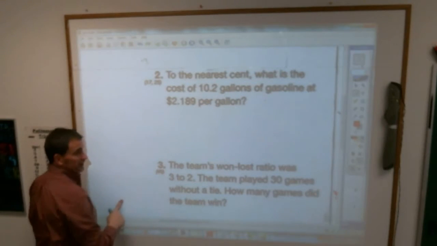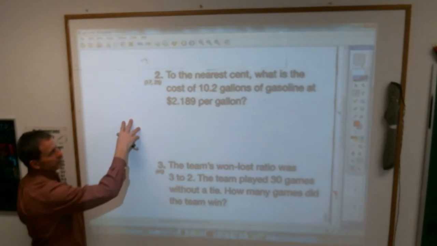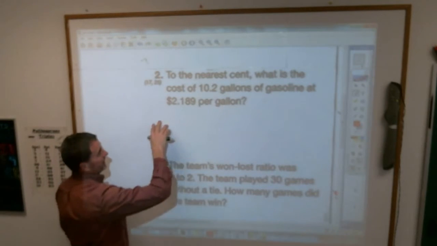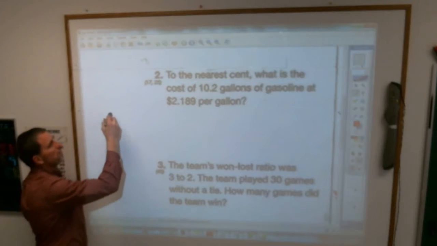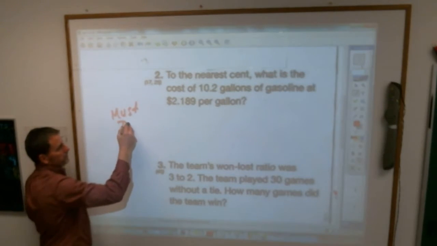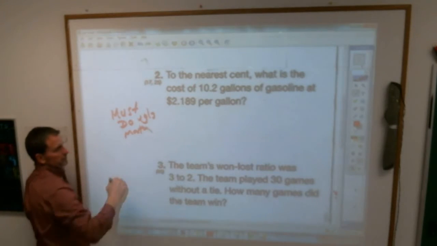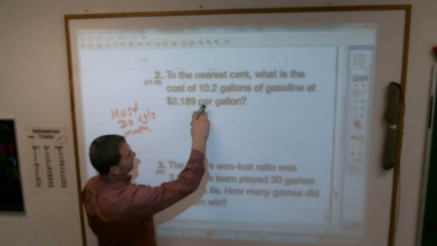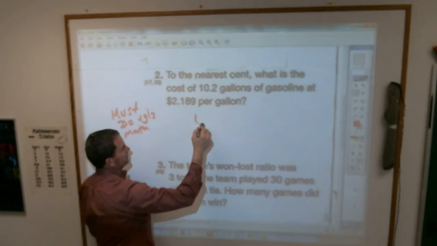And this is the note to write to yourself for this. You cannot round to the nearest cent until you've done all the calculations. Okay, you can't say, I'm just going to make this 10 and I'm going to make that $2 and call it a day. You must do the ugly math. You must do the ugly math. Okay, so you're doing that much, and it's the cost of 10.2 gallons. You're going to have to take 10.2.